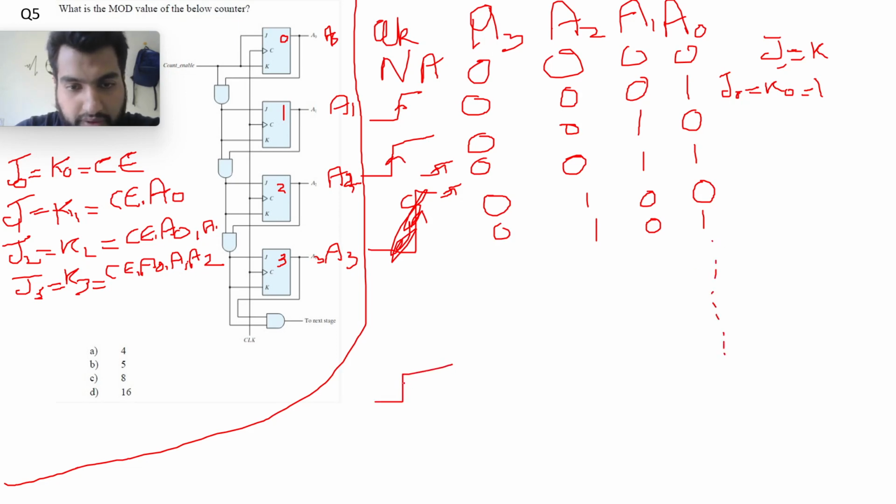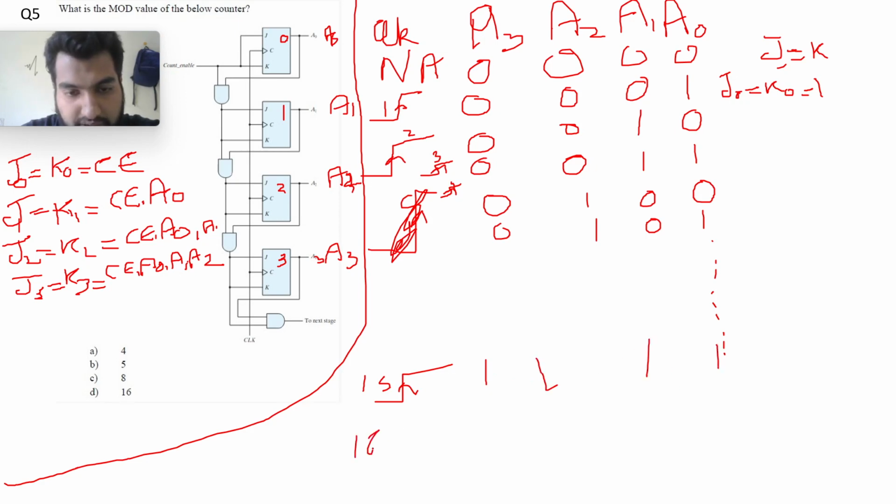So what will be the 15th? This was clock 1, 2, 3, 4. This was 5, and so on. Finally for the 15th one we will have 1, 1, 1, and 1.